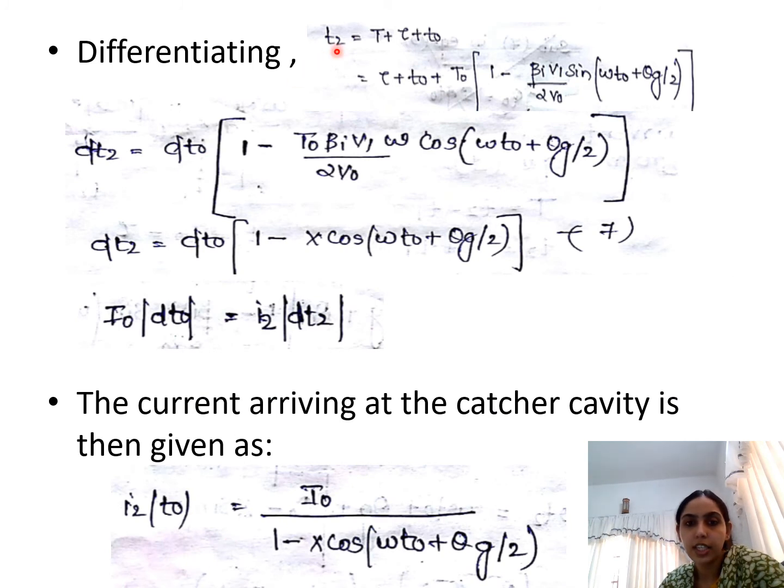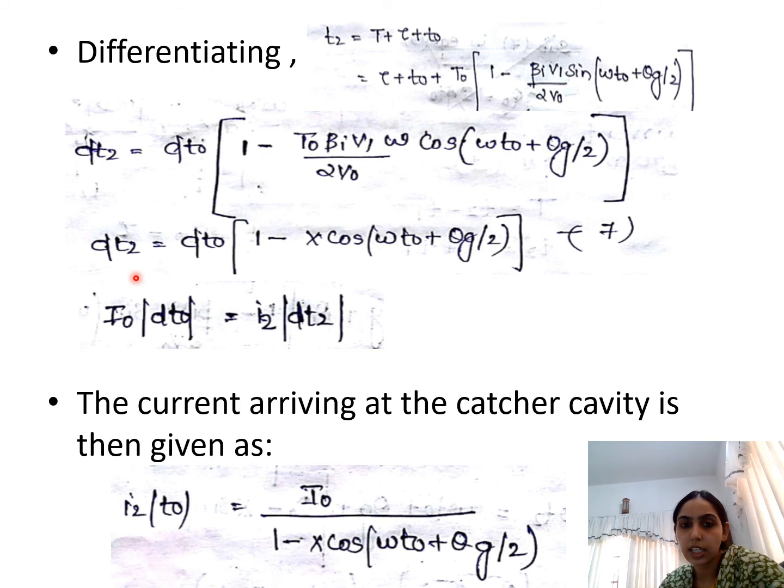Now we have written the expression already for T2 in terms of capital T, tau and T0. When we differentiate this particular expression, we get dT2 in terms of the bunching parameter x. We know that the bunching parameter x is beta I V1 by 2 V0 into theta naught. Here omega into T0 can be taken as theta naught. So x represents the bunching parameter here.